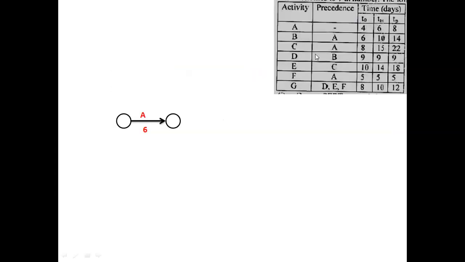For activity A, there is no precedence relationship. It means it is the first activity. So the A and the expected time is 6. Here, the days, that is the duration written below this arrow mark, indicates the expected time. Already we know that. Next one is activity B, which has A as a preceding activity. Then activity C also has A as a precedence relationship.